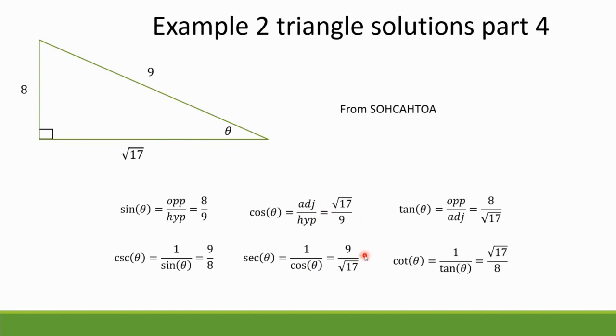Okay, that's good. Now for tangent, that's opposite over adjacent. So tangent of theta is 8 over radical 17. And then cotangent is 1 over tangent, which means you flip whatever tangent is, you take its reciprocal. So you get radical 17 over 8.